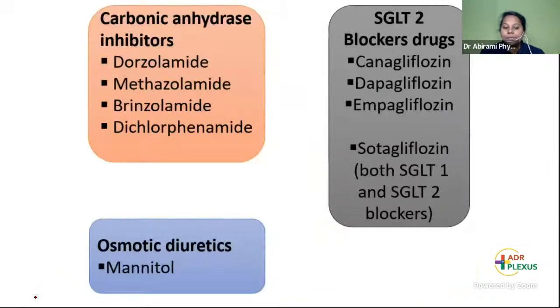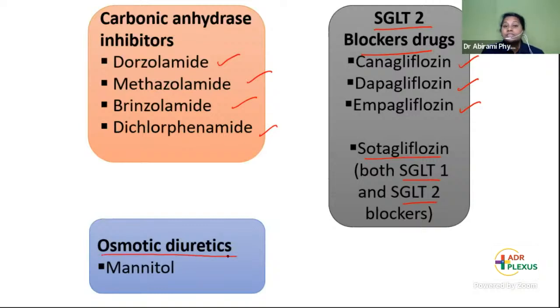Clinical applications. Carbonic anhydrase inhibitors which act as diuretics. What are the drugs? Dorzolamide, methazolamide, brinzolamide, dichlorphenamide. SGLT2 blockers: canagliflozin, dapagliflozin and empagliflozin. Sotagliflozin is also an SGLT2 blocker, but it has dual properties. It can block SGLT2 and SGLT1.